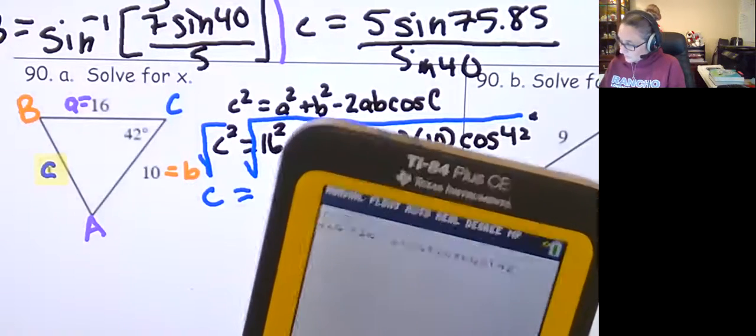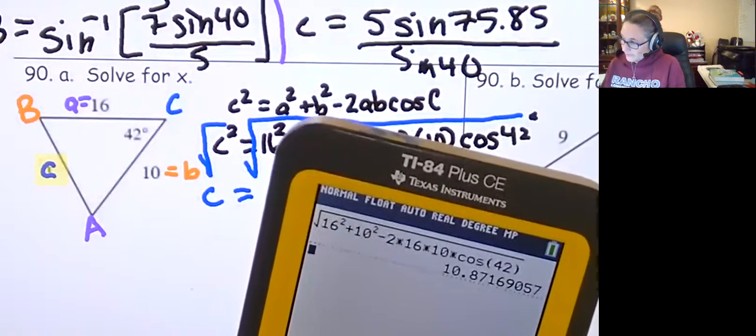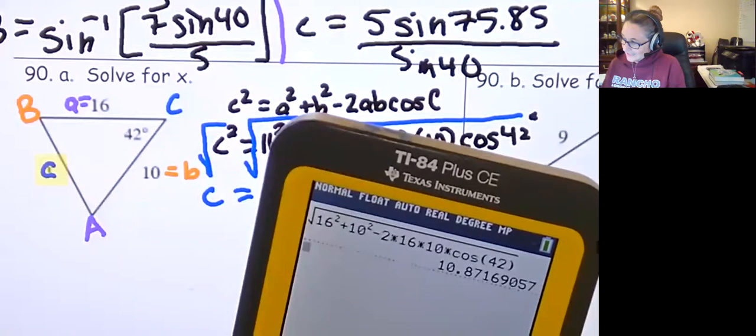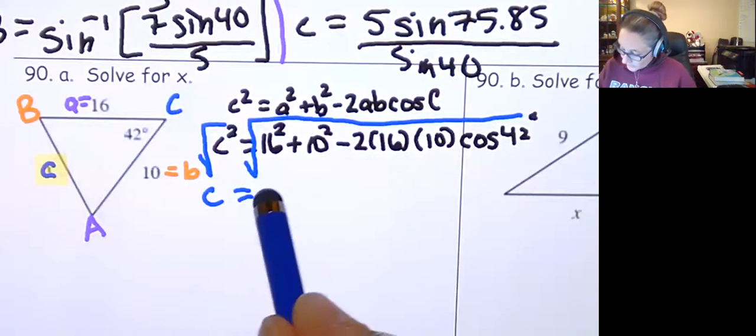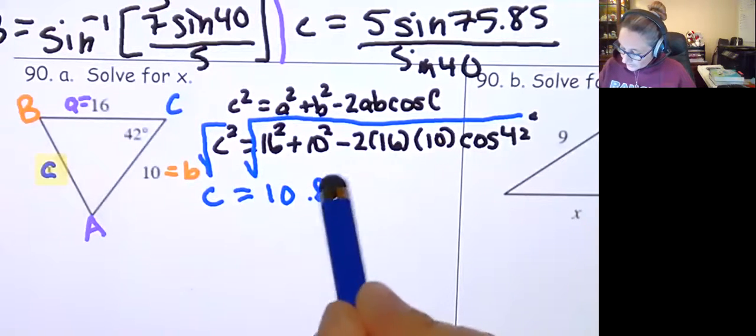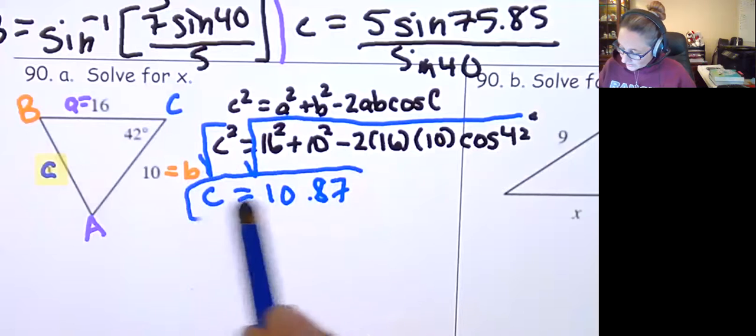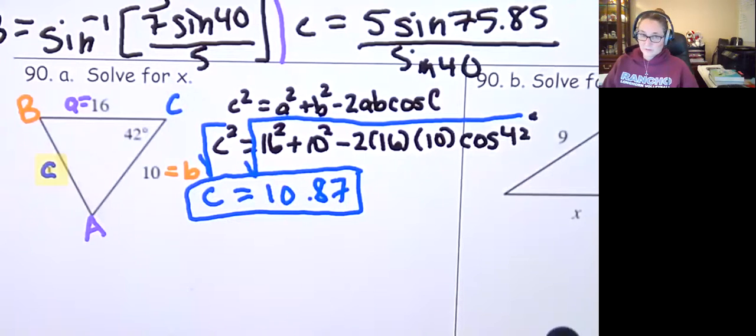Put all of that in my calculator, and I get 10.87. So I get 10.87. That is my little c. Okay.